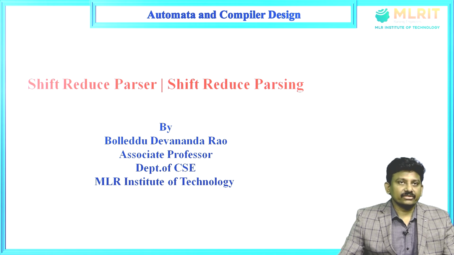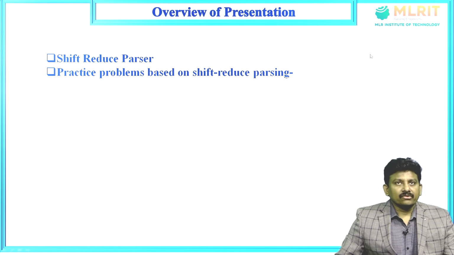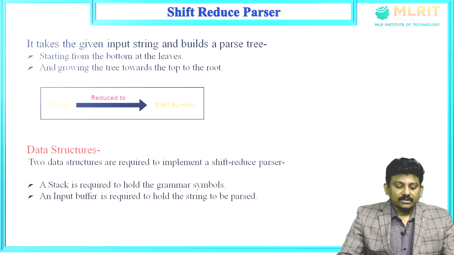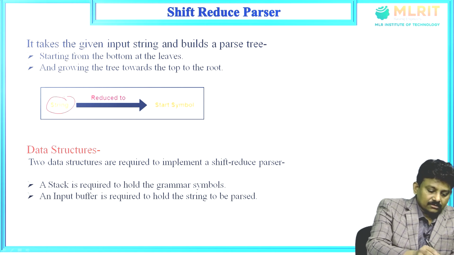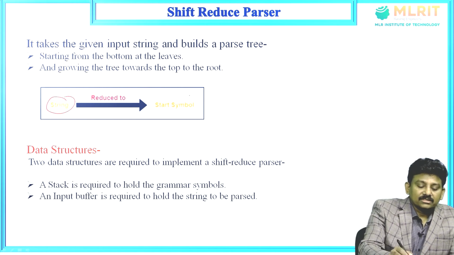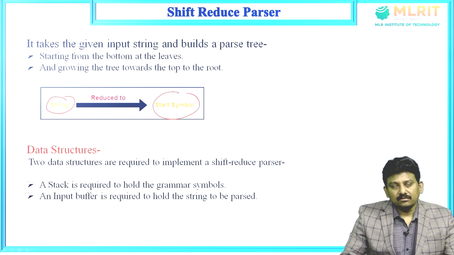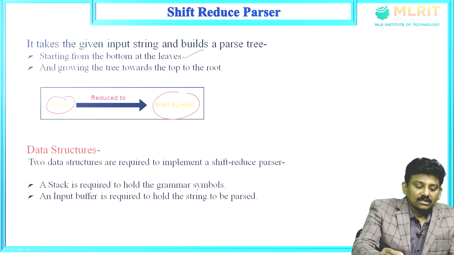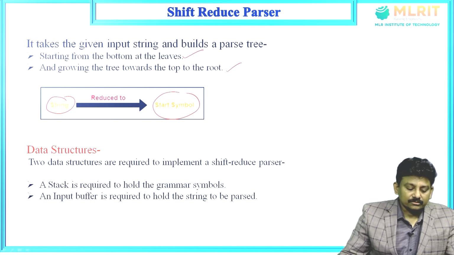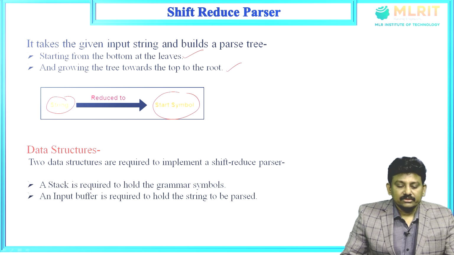Today's topic is Shift Reduce Parser or Shift Reduce Parsing. Overview of the presentation: the Shift Reduce Parser and the problems that will be solved on Shift Reduce Parsing. Shift Reduce Parsers take an input string and build a parse tree. That is, we can construct a bottom up parser, from the leaves up to the starting node, starting from the bottom of the leaves and growing the tree towards the top of the root. That is the function of the shift reduce parser.